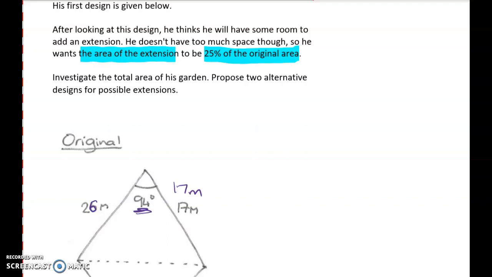So I'm going to make two videos here. The first one is this one, and I'm going to just do this where I investigate the total area of his garden. Then in the next video, instead of doing two possible alternative designs, I'm going to do 4 alternative designs, and I'm going to do one of them first and then give you a similar one to do yourself, and then give you a second one and give you one for you to try. And that next video will be a little bit harder, but I'll go quite slowly.